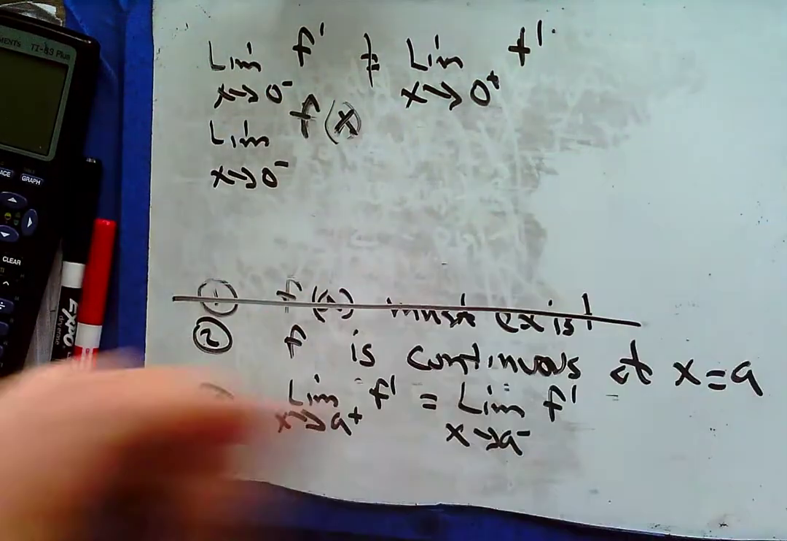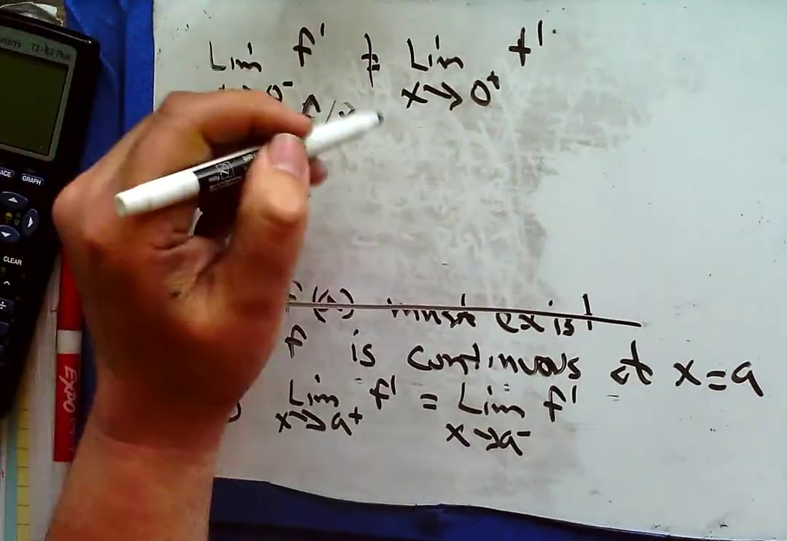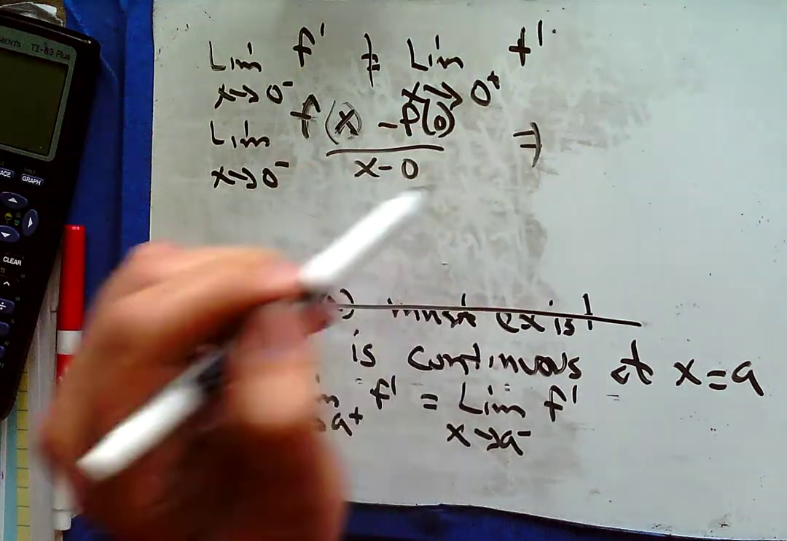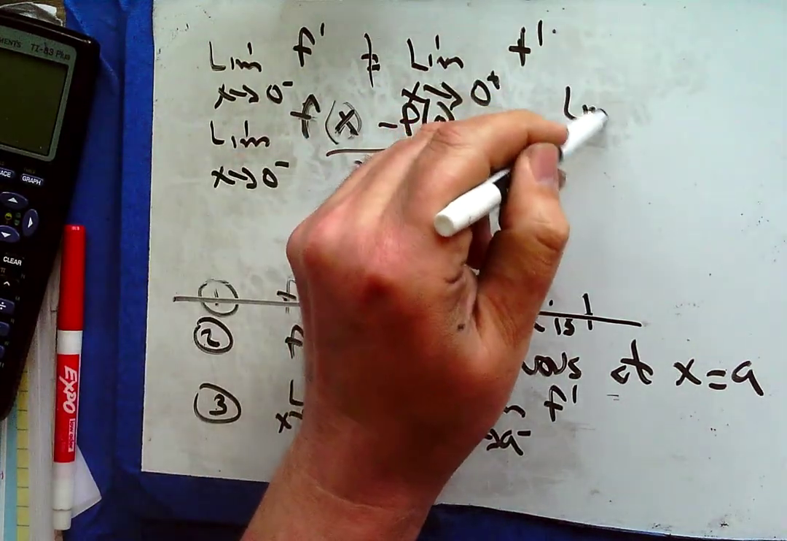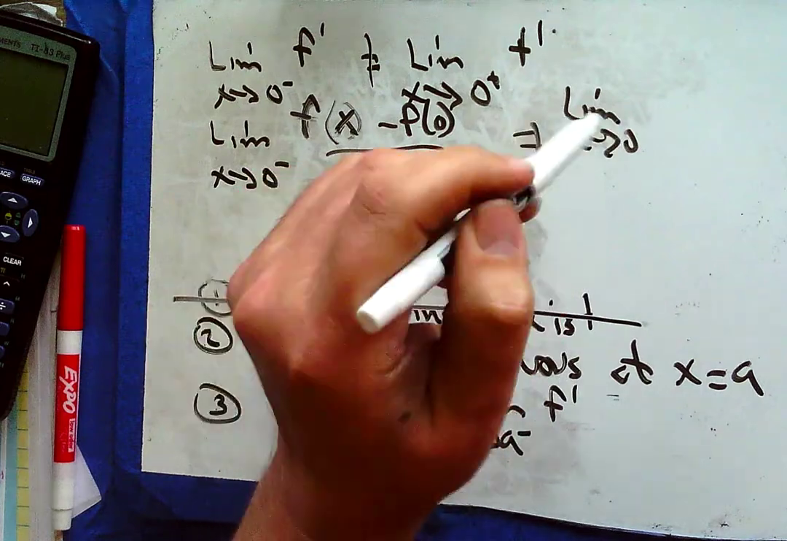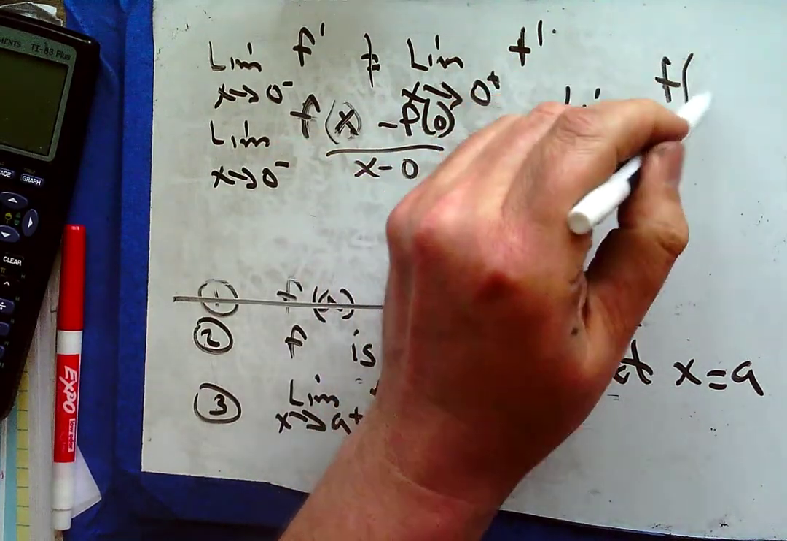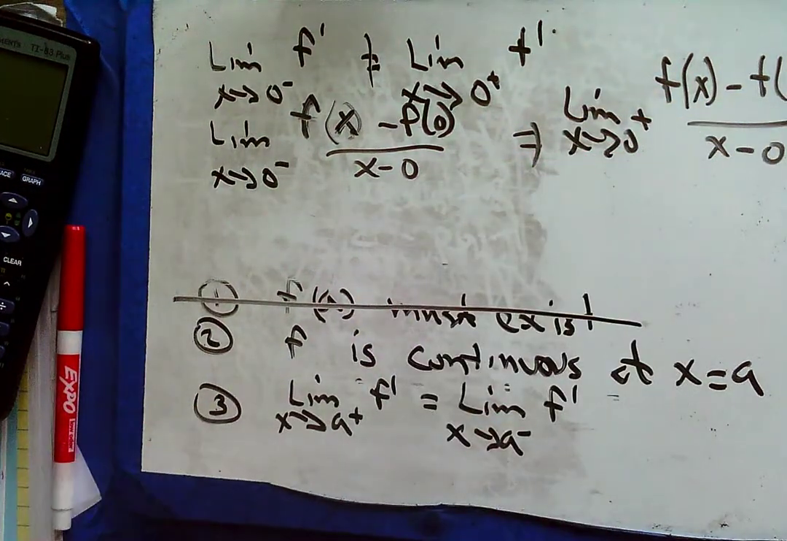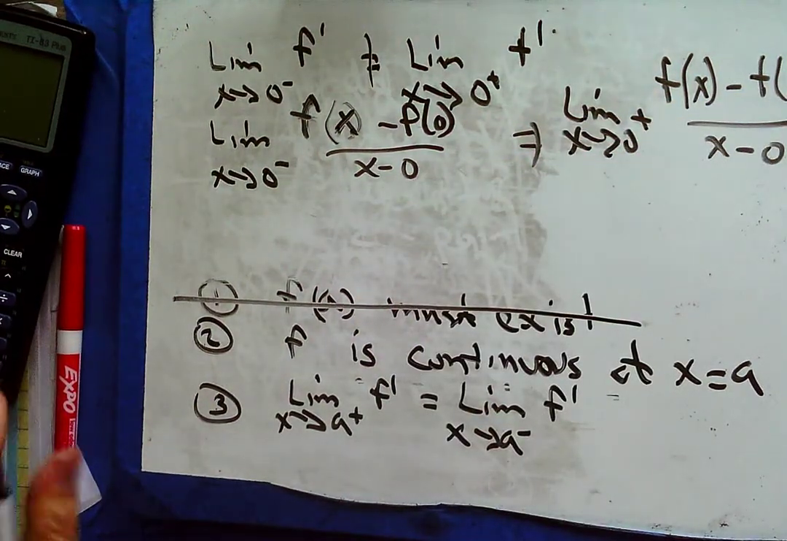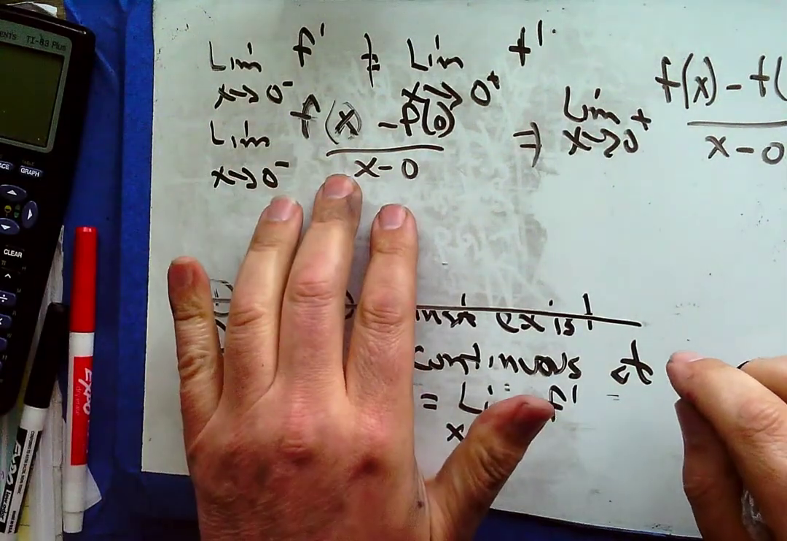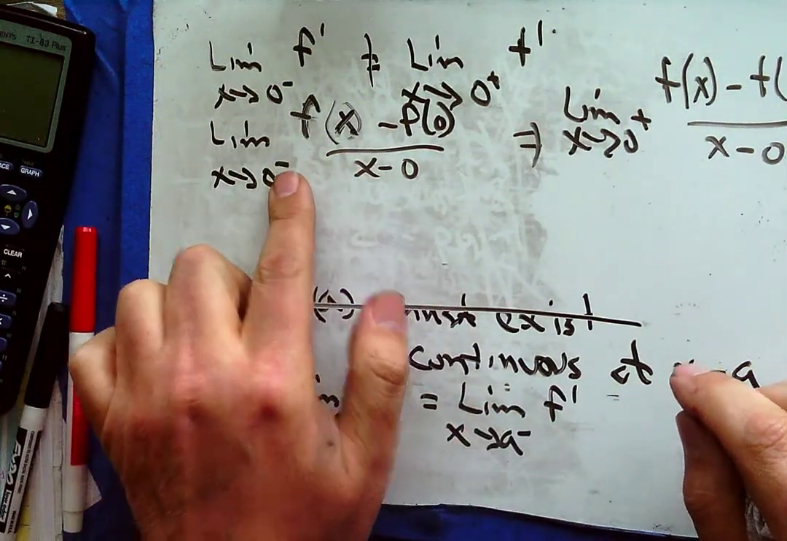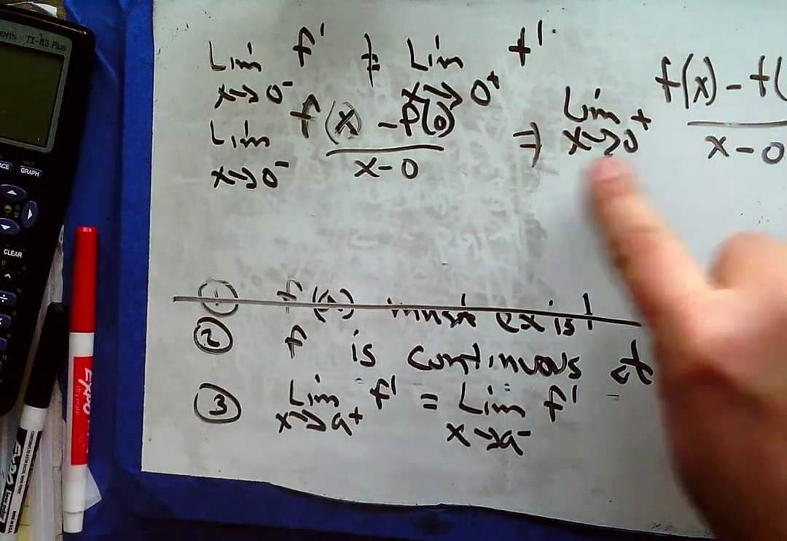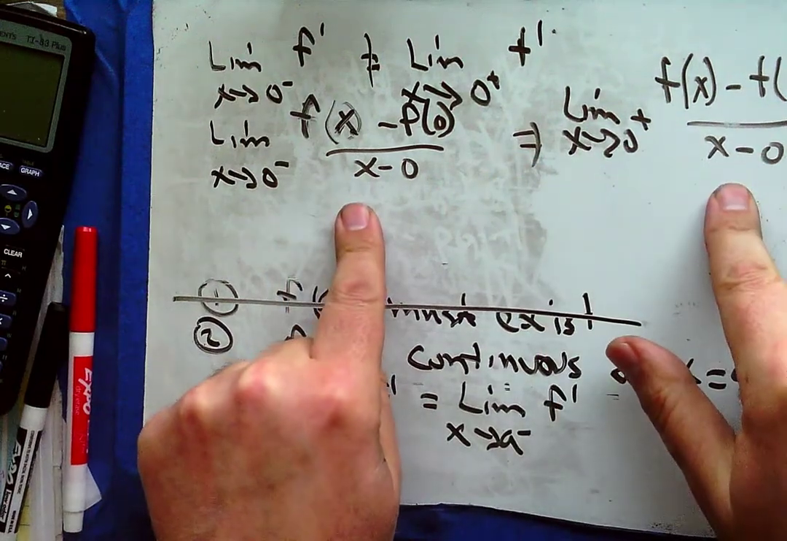F of x minus f of 0 over x minus 0. Does that equal? Not in this case. The limit as x heads to 0 from the positive side of f of x minus f of 0 over x minus 0. Okay, so think about what we've got going on here. This is the slope of f at 0 from the left. This is the slope of f at 0 from the right. We need these slopes to be the same.